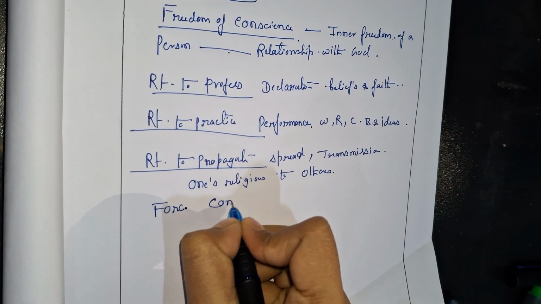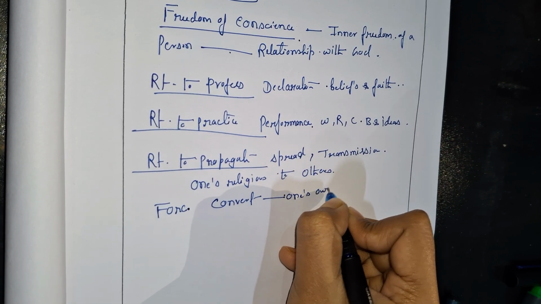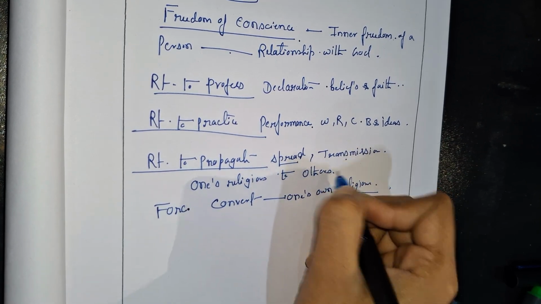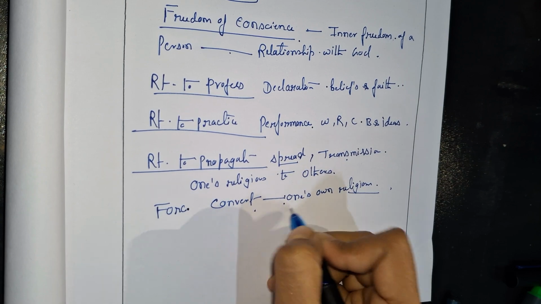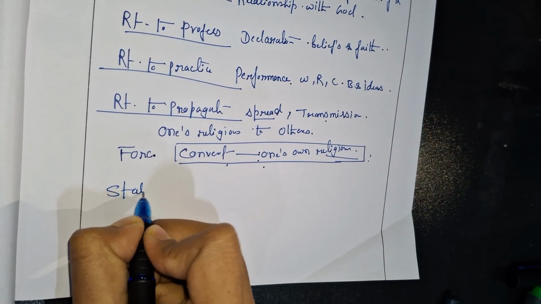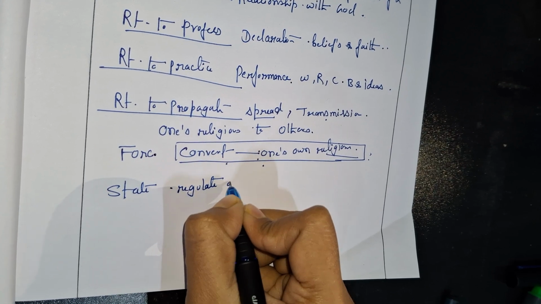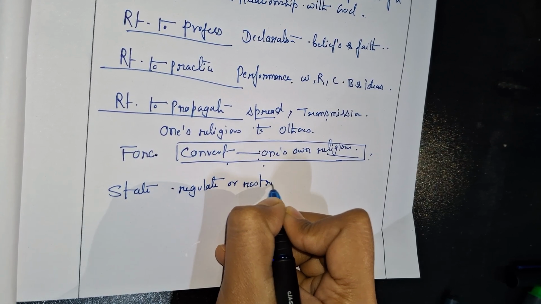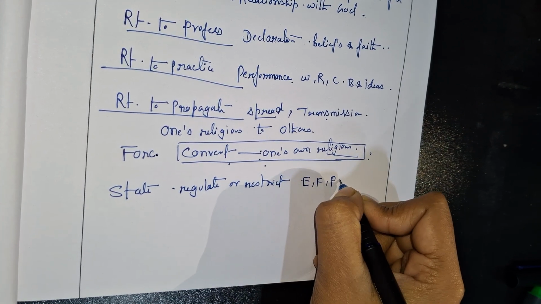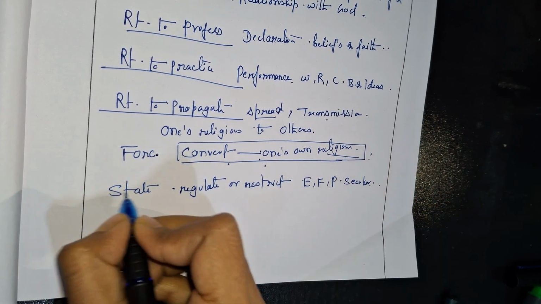It does not include to convert another person to one's own religion. प्रोपागेट स्प्रेड करने का ये मतलब नहीं हुआ कि आप दूसरे पर्सन को अपने रिलीजन में कन्वर्ट कर सकते हैं. Now, state is permitted to regulate और restrict any economic, financial, political, or any other secular activity associated with religious practice.